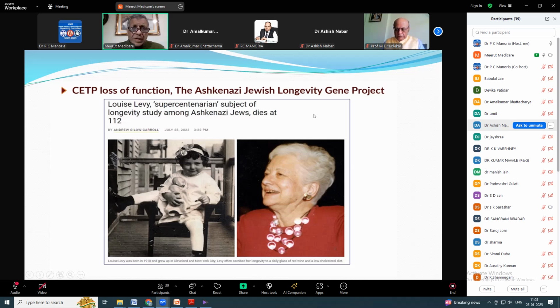If you look at the animal kingdom, most of the animal kingdom is blessed with high HDL level. It is only humans who have LDL-C and atherogenicity. CETP is nothing but a protein which is secreted by the liver, and it causes bidirectional transfer of cholesterol esters.